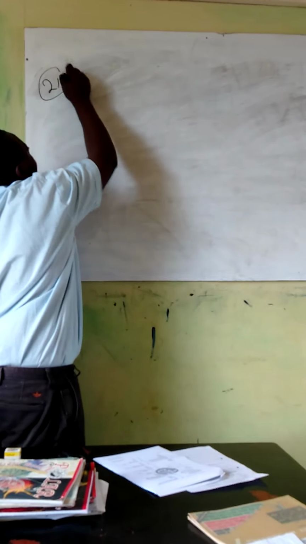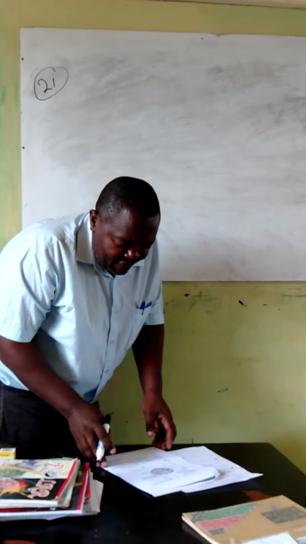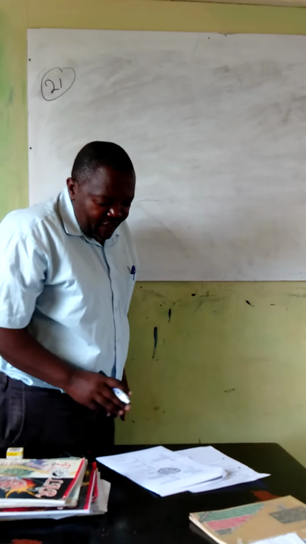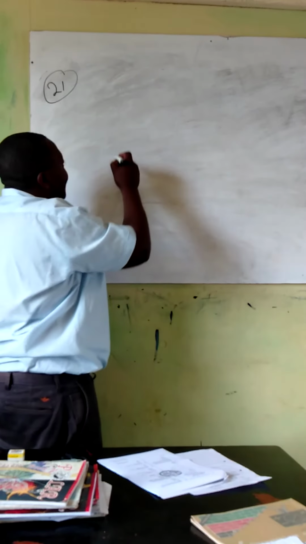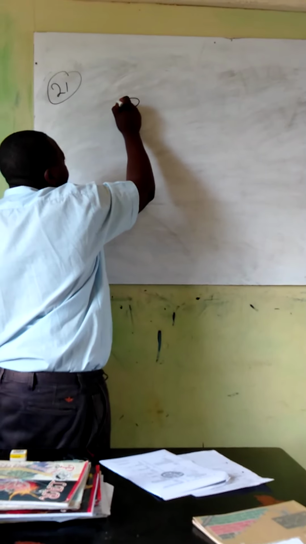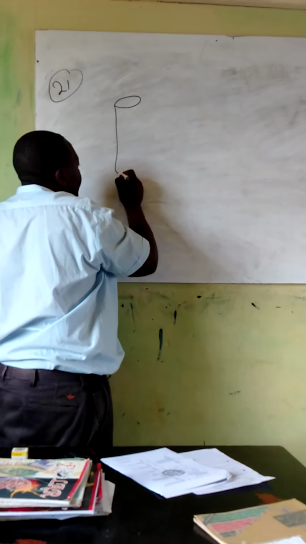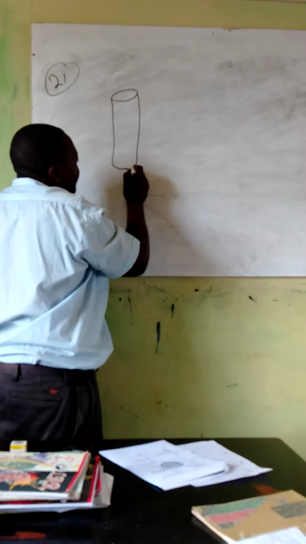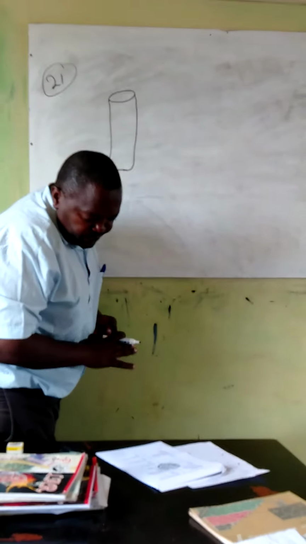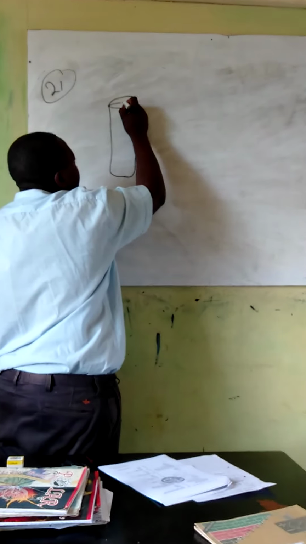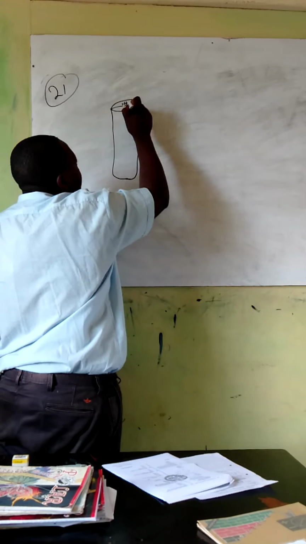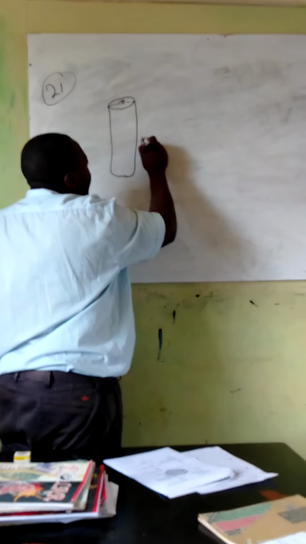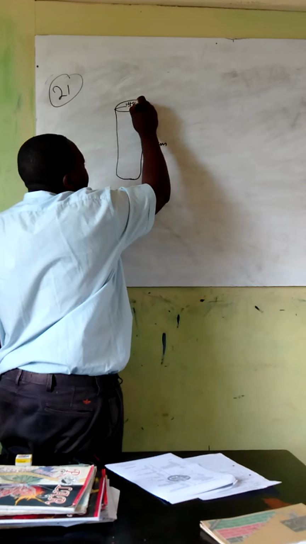Question 21 says a cylindrical rod has a diameter of 14 centimeters and a height of 10 centimeters. So we have a cylindrical rod. Remember we said it's important that we draw the figure. The diameter is 14, so this is 14. And the height is 10. Both are in centimeter.